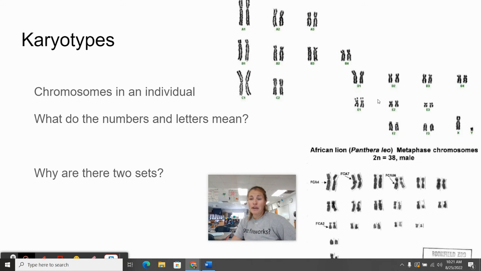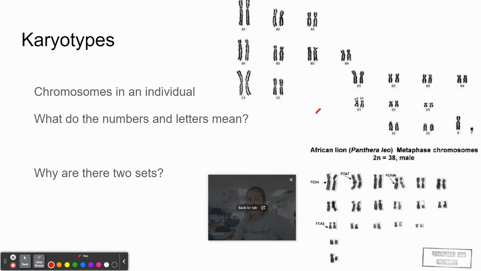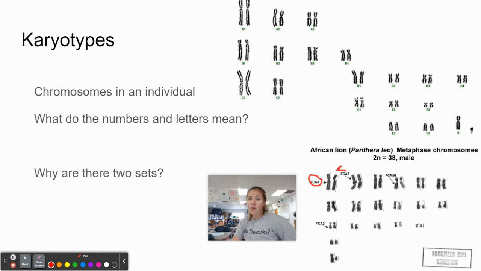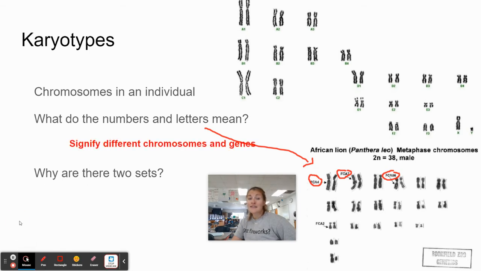So these, once again, are pictures of chromosomes that are in an individual. So these numbers and letters mean certain things. So if we look at this one right here, we see FCA4, FCA7, FCA96. Those numbers and letters mean a certain thing. What they mean is slightly different chromosomes, and they are markers for genes. So gene FCA4 might be a gene for mane color, or it might be a gene for a certain enzyme that helps that lion break down food or not break down food. And maybe if they don't have that enzyme, they're allergic to something.